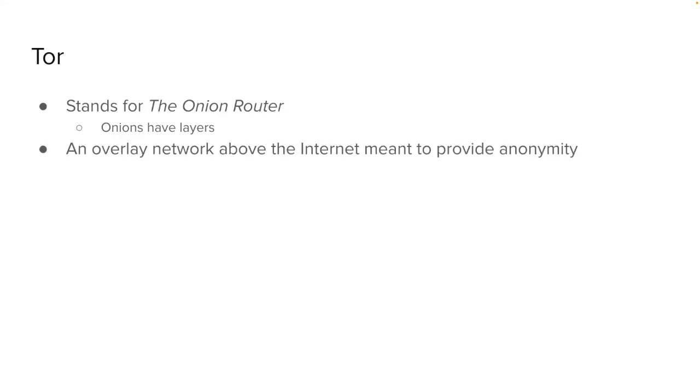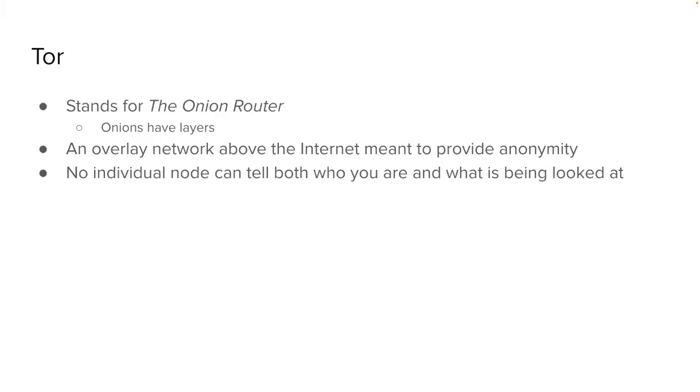And this is done through Tor. The high level idea of Tor is that you can think of it as wrapping the internet packets like an onion. It stands for onion router. Onions have different layers. Similarly in Tor, we're going to see in the next slides how we wrap the network packet in multiple layers. The idea is that Tor is an overlay network above the internet to provide this anonymity. With this, if you're using Tor, the assumption is that no individual node can actually tell who you are and who you are talking to.